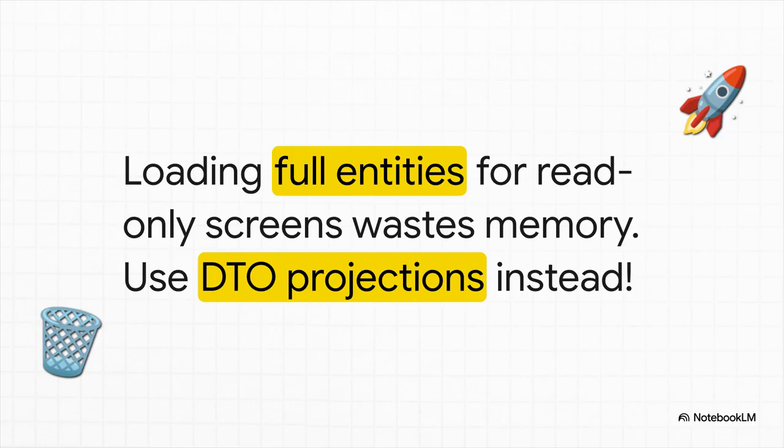When you fetch an entity, Hibernate has to store snapshots of it in memory, just for dirty checking. That is a massive overhead for a list you're never going to change. The ultimate fix here is using data transfer objects, or DTO projections. Fetch exactly the columns you need and skip that heavy entity lifecycle overhead entirely.